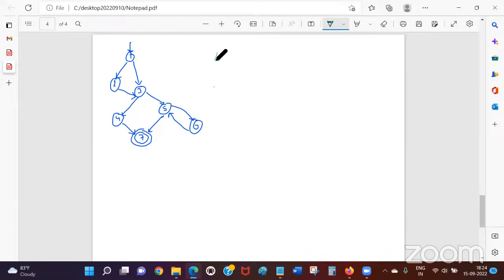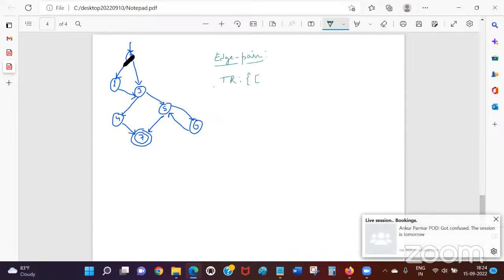So I use the edge pair criteria. Okay, so what is my test requirement? What are the things I need to cover? So I take each edge pair, starting from 1. I take 1, 2, 3.